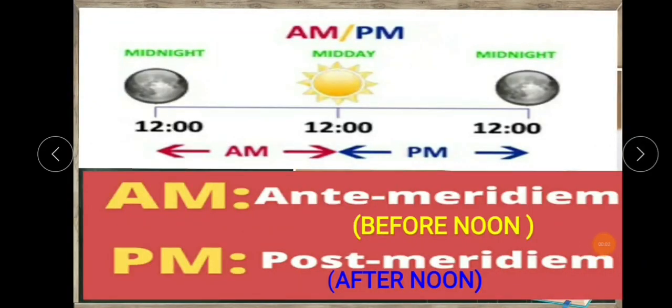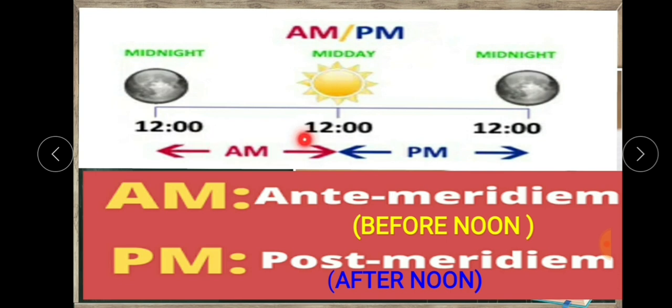Okay, children? Then our next topic is telling the time in AM and PM. What is AM and what is PM? The full form of AM is ante meridiem and the full form of PM is post meridiem. Here you can see 12 marked three times. This 12 shows midnight, this 12 noon, and this 12 midnight.